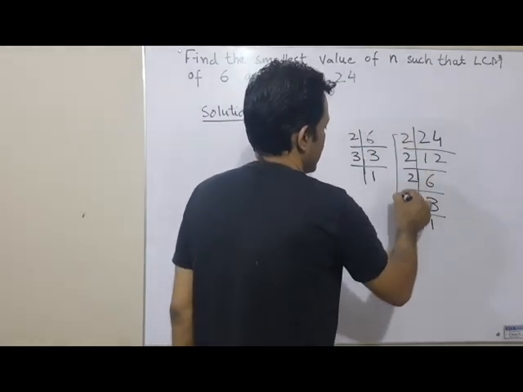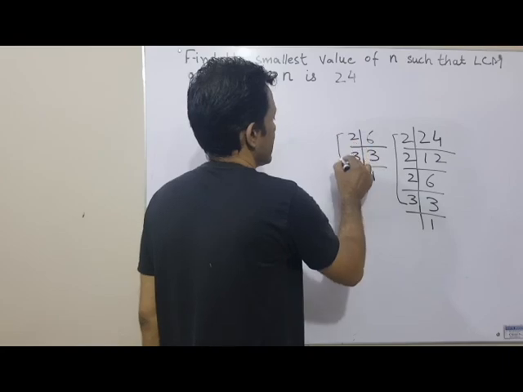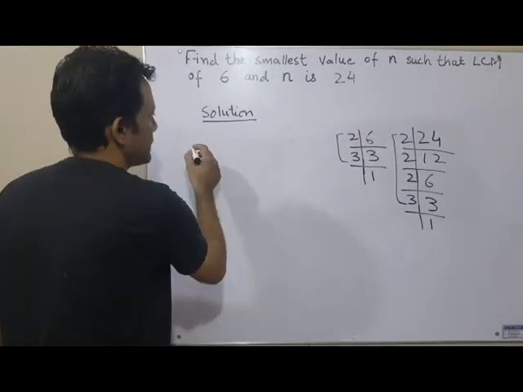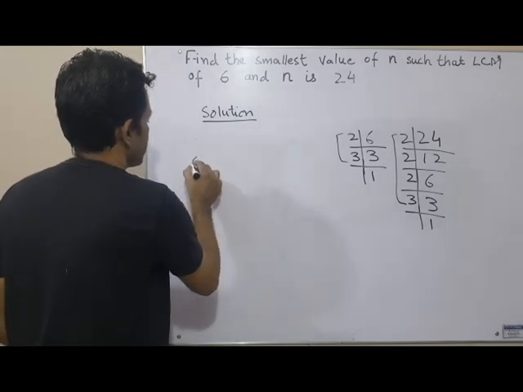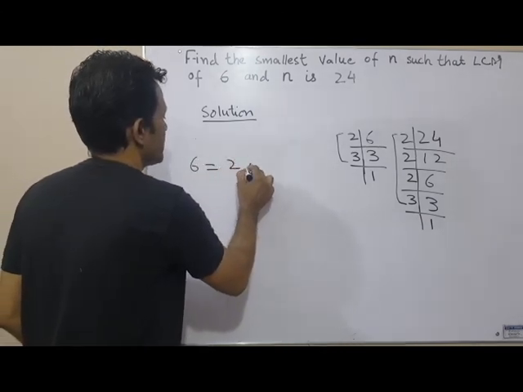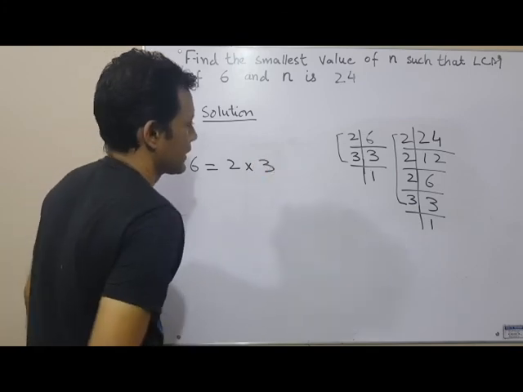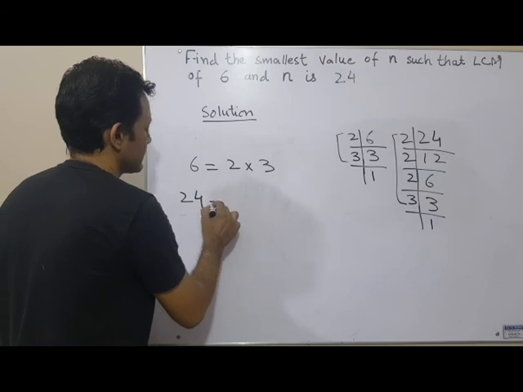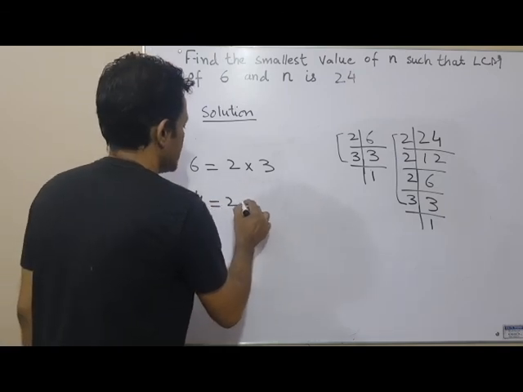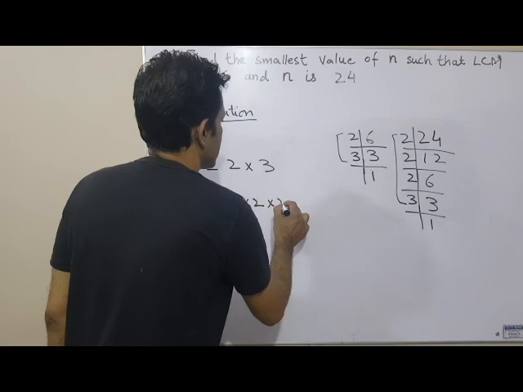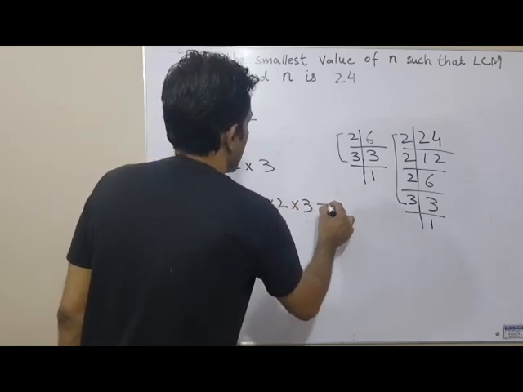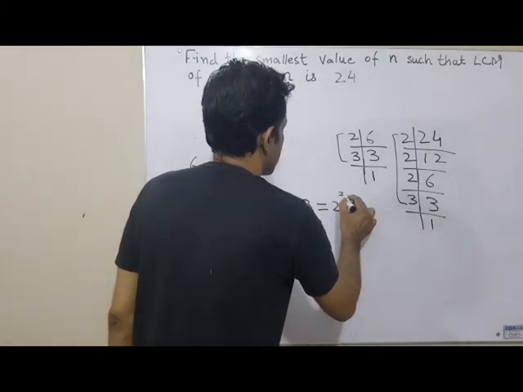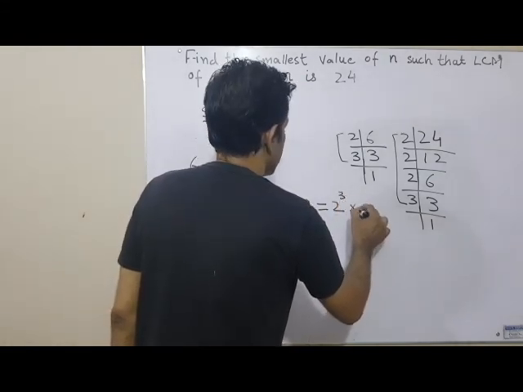Prime factors of 24 are here, and the prime factors of 6 are here. We will write here the prime factors of both the numbers. Prime factors of 6 are 2 multiplied by 3, and the prime factors of 24, which is the LCM, are 2 multiplied by 2 multiplied by 2 multiplied by 3. I will write its prime factors in index notation: 2 raised to power 3 multiplied by 3.